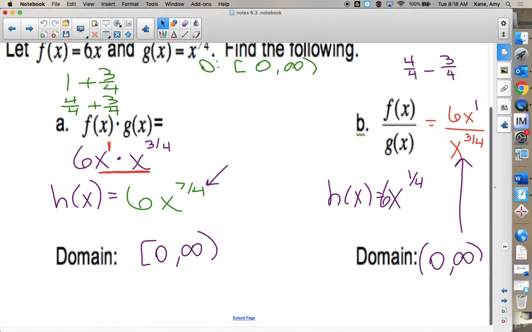Anybody interested in doing 8 or 17 for tomorrow? I'll do number 8. You'll do number 8. Thanks, Sadie. You'll do 17, Alyssa? Awesome, thank you.